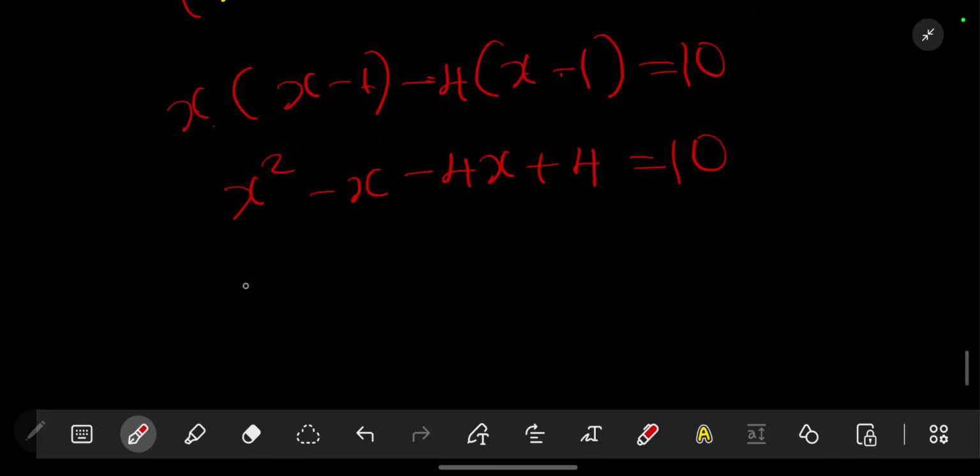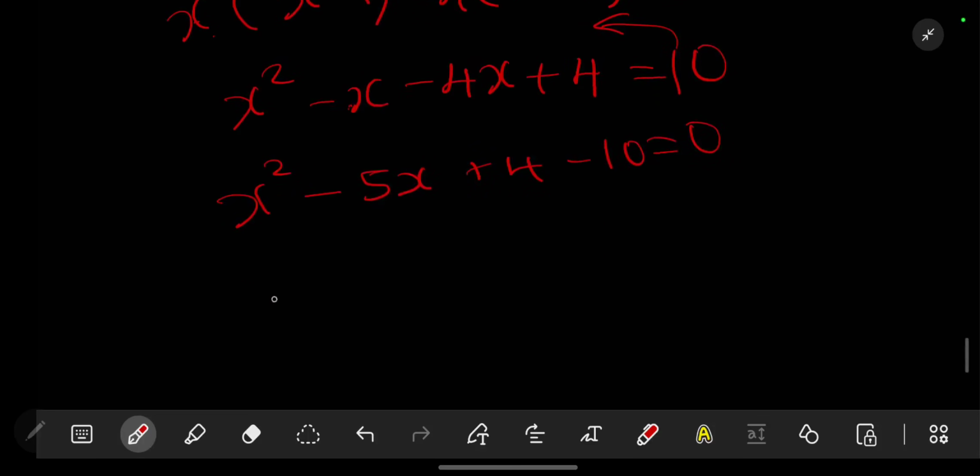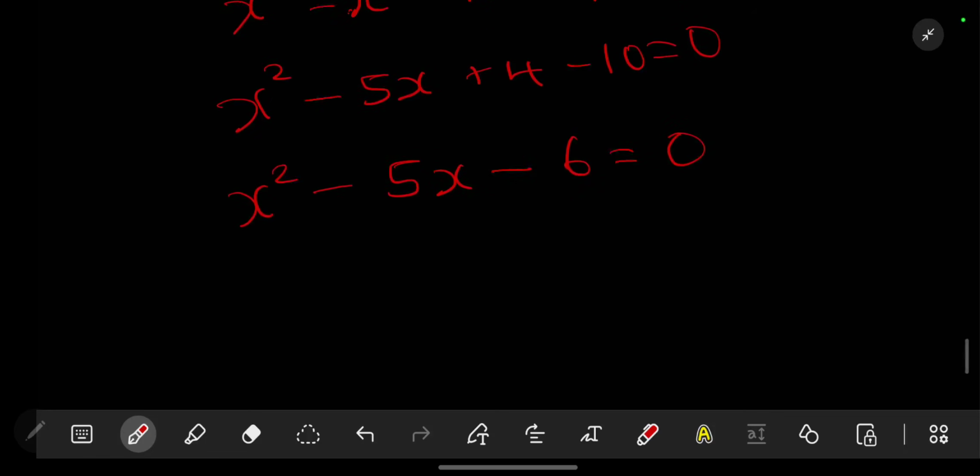So doing that, we are going to have our x squared, negative x minus 4x, it will be equal to a negative 5x. We have plus 4. This 10 comes this side, it will be minus 10 is equal to 0. So we have x squared minus our 5x minus 6 should be equal to 0.